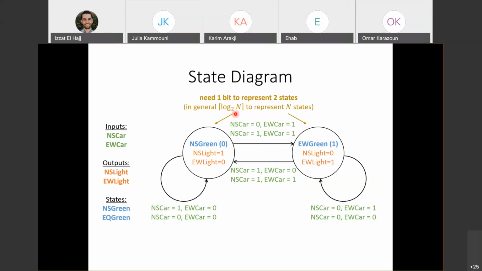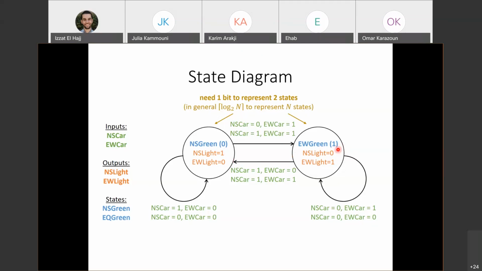Okay? So what I'm going to do is assign the value 0 to NS green and the value 1 to EW green. So I'm going to have 1 state bit, and if that state bit is 0, it means my state is NS green. If that state bit is 1, it means my state is EW green. Now, I could have done it the other way. I could have assigned 1 to NS green and 0 to EW green, and this would have changed my implementation a little bit, but the overall specification functionality would have been the same. Okay, so these are the bits that I assigned to my states.